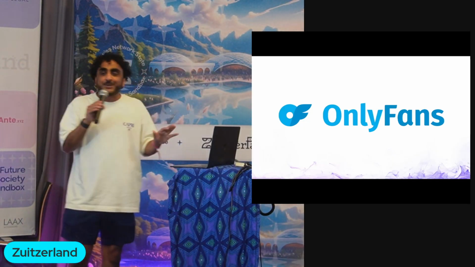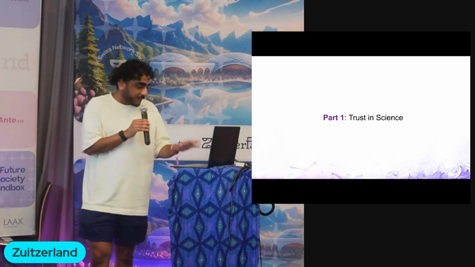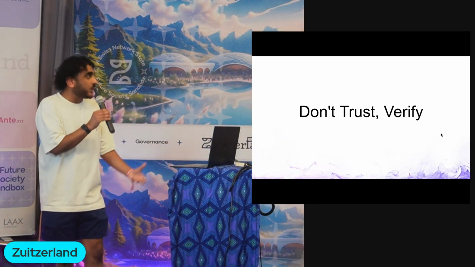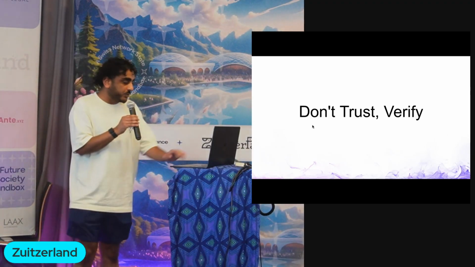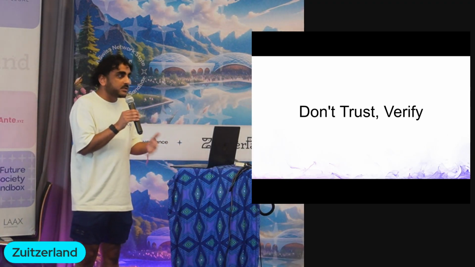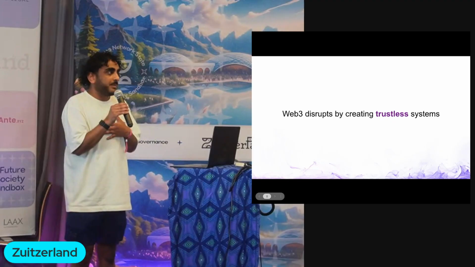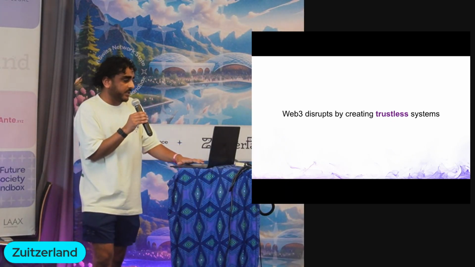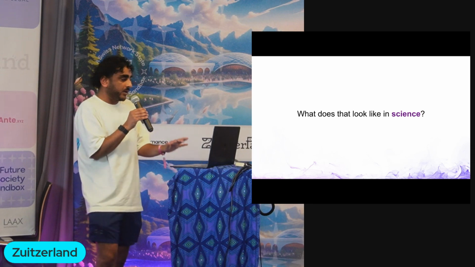So okay, a quick look at trust mechanisms in science. I won't spend too long on this. Don't trust, verify. This is the core technological underpinning of Web3, and it's disrupted multiple industries, mainly financial, by building these trustless systems. So what would this look like in science? Where is the trust currently being held?